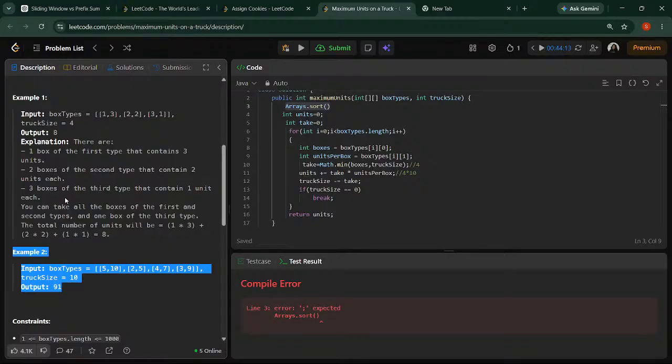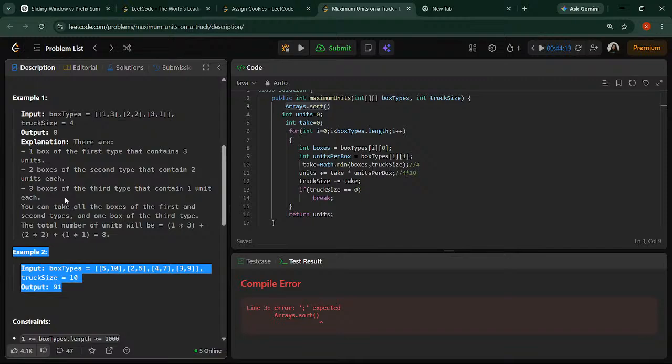So we took the 1 box. Our units will be 3. Okay, our truck size becomes 3. Now our boxes will be 2 and our units per box will be 2. We will take again the minimum. Our boxes are 2 and the truck size is 3 minus 1, 2. Our truck size is 2.